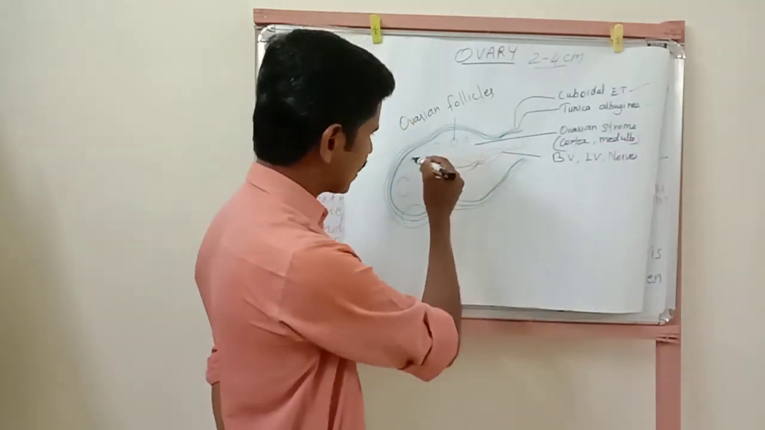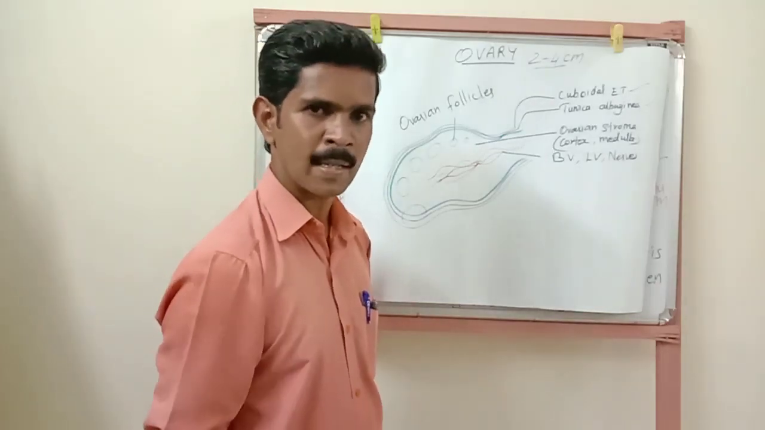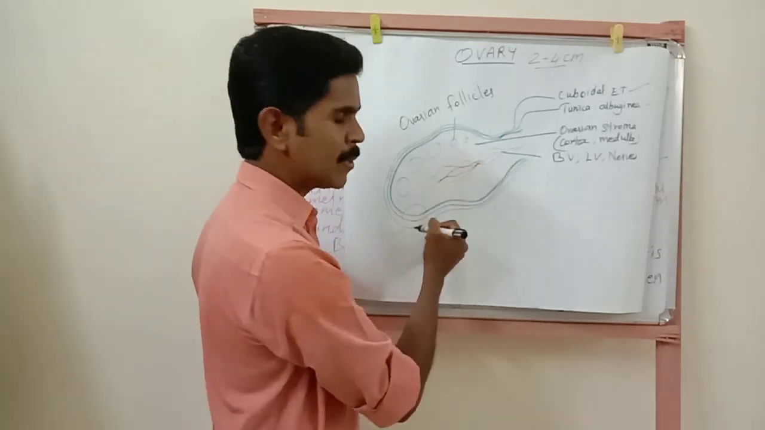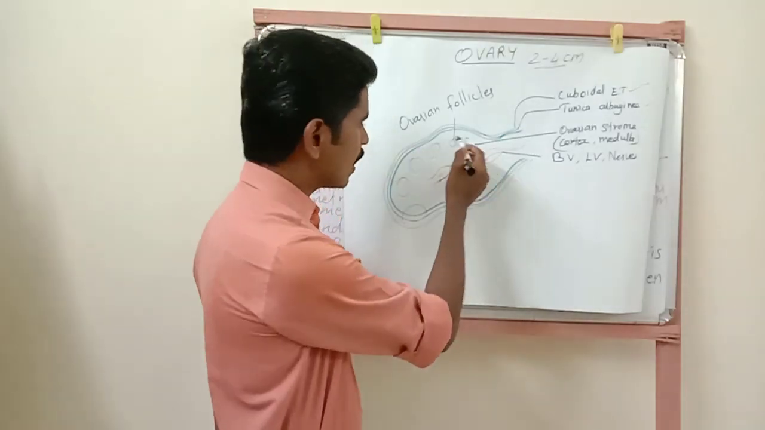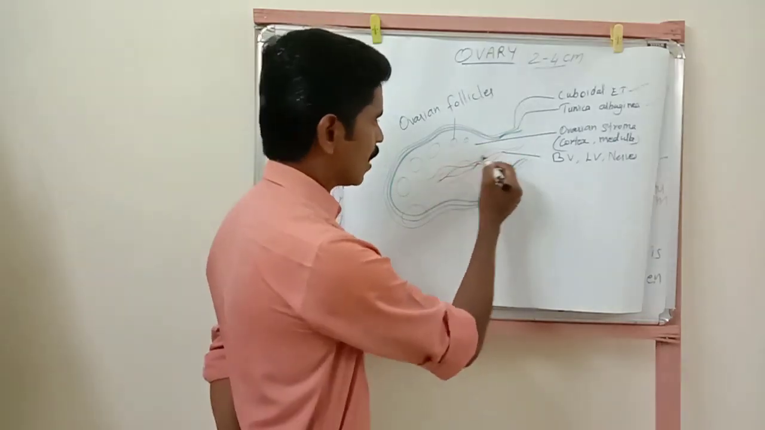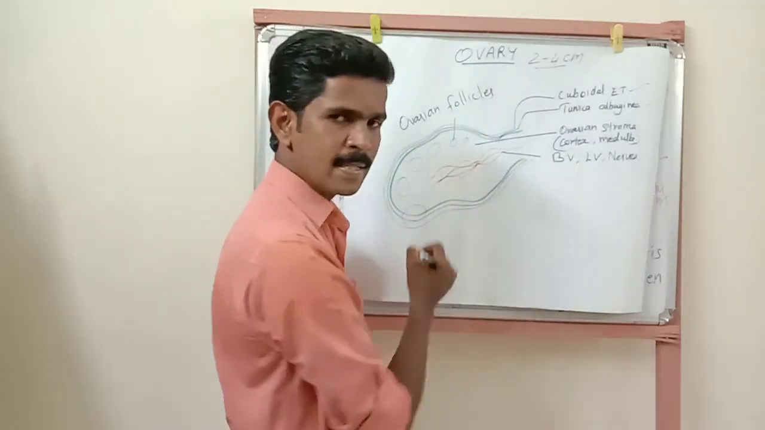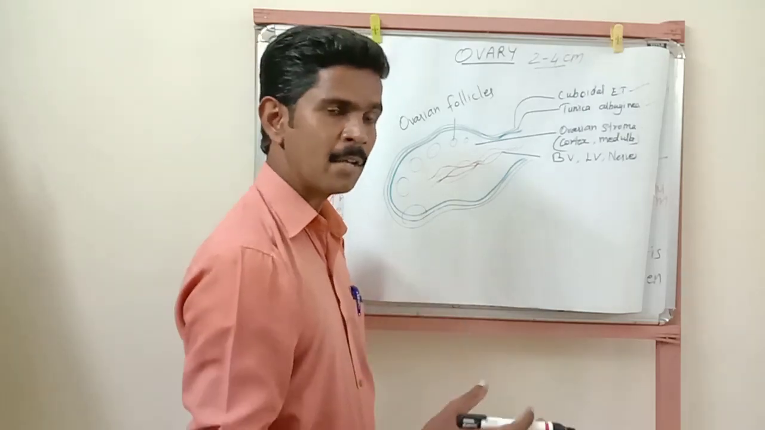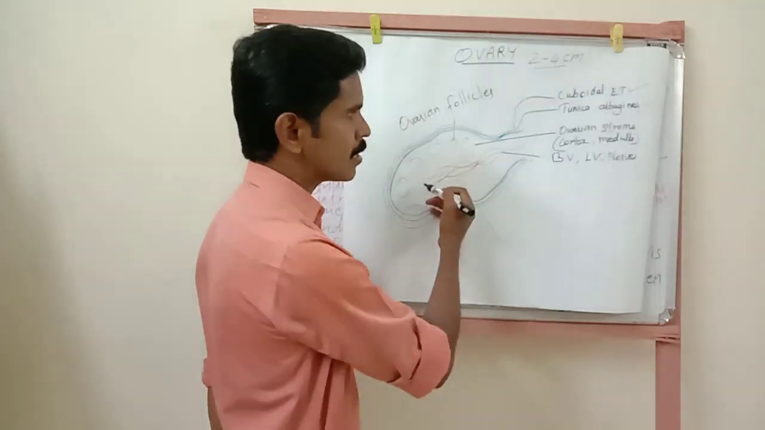Here the cortex region consists of many different sized growing or developing follicles. Just imagine these are the follicles: very small, medium sized follicles and the mature follicles. Like that, different stage follicles are present in the cortex region of the ovarian stroma. Then the medulla region means the center region. The center region consists of many blood vessels, lymphatic vessels and nerve fibers.